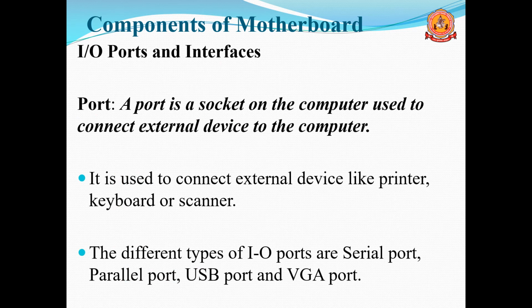It is used to connect external devices like printer, keyboard or scanner. If you want to connect a keyboard, scanner or mouse, any external devices can be connected through the I/O port. The different types of I/O ports are serial port, parallel port, USB port and VGA port. One is the serial port, the second is the parallel port, USB means universal serial bus port, then VGA, visual graphics adapter, VGA port. These are the four main types of ports available.